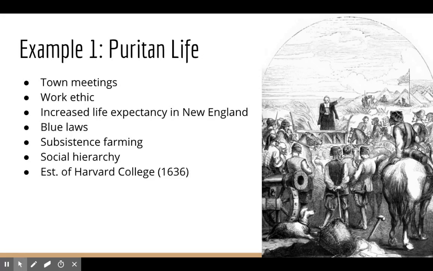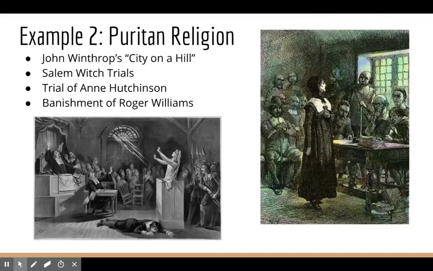And they established our first university, Harvard College. In 1636, it was established to train Protestant ministers, or Puritan ministers. The Puritan religion was something that they believed would set an example for the rest of the world. John Winthrop, the leader of this Puritan community in New England, wrote a text called City on a Hill. He believed that the Puritans were there to be an example to the rest of the world.